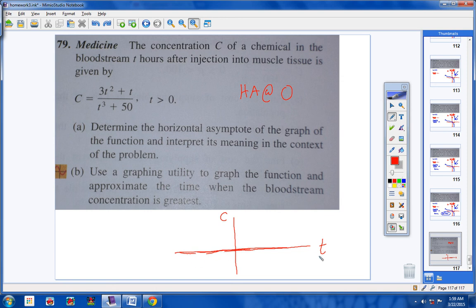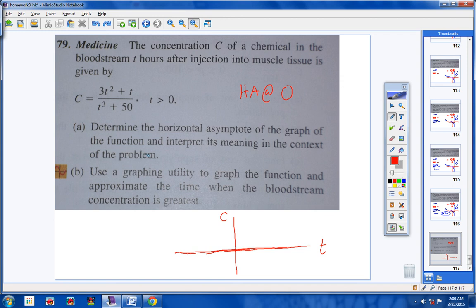Now, use the graphing utility to graph the function and approximate the time when the bloodstream concentration is the greatest. Now, guys, hold it. Look, we know when the bloodstream concentration is the greatest is going to be the moment you get the injection. I would have to think, okay? But nonetheless, maybe I could be wrong on that a little bit because it does take time for it to get through the muscles into your bloodstream. So let's go ahead and type this in, and let's graph this and see what happens, okay?